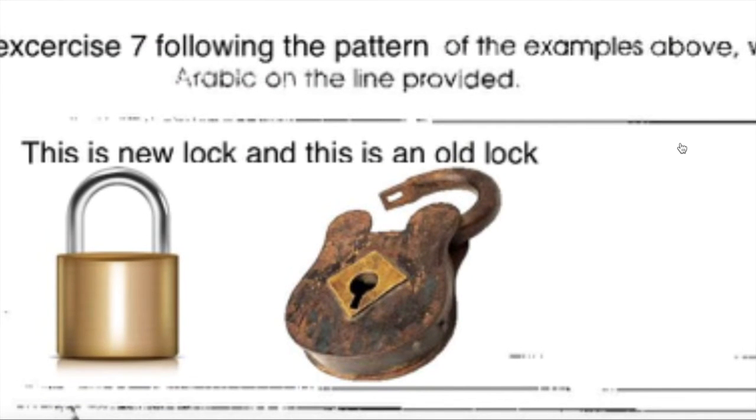Now let's do some exercise. See if you can use the right pointer and use the connector wa. This is a new lock, and this is an old lock. How do you say it in Arabic? First of all, get the right pointer: هذا. What is a lock called? قفل. هذا قفل. And what is new called? جديد. هذا قفل جديد. وهذا قفل قديم. What is old? قديم. So we use a masculine sifa.